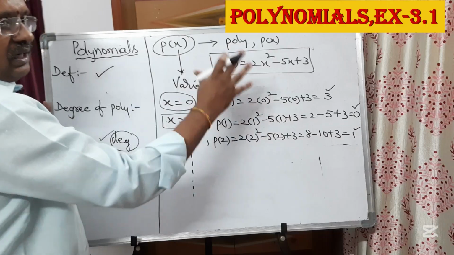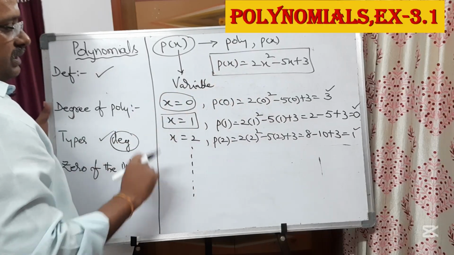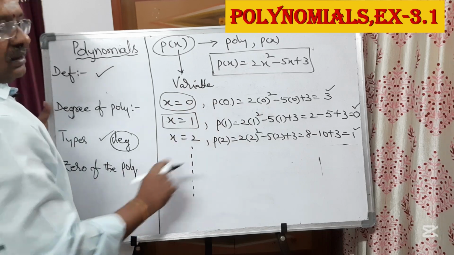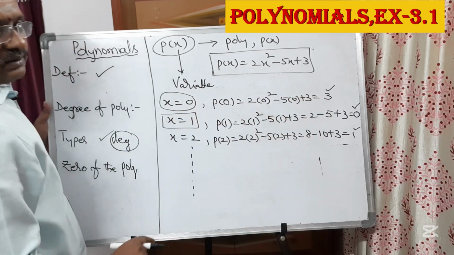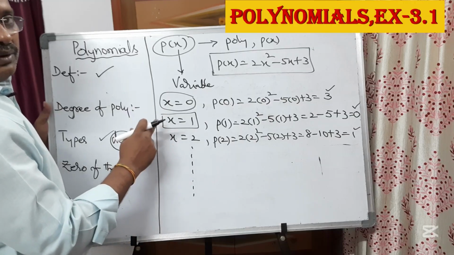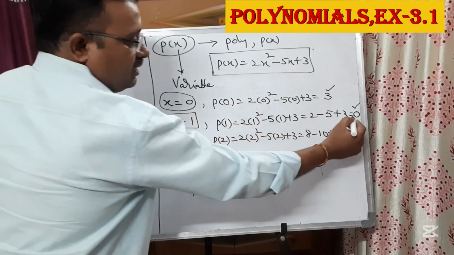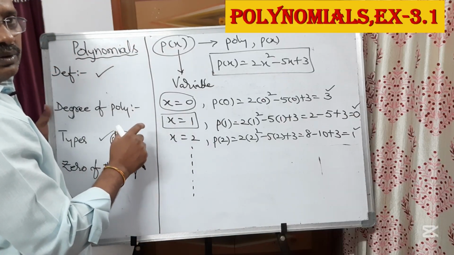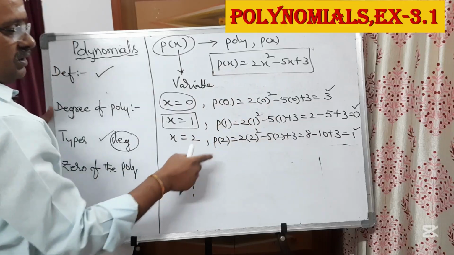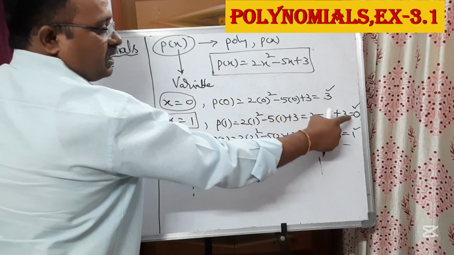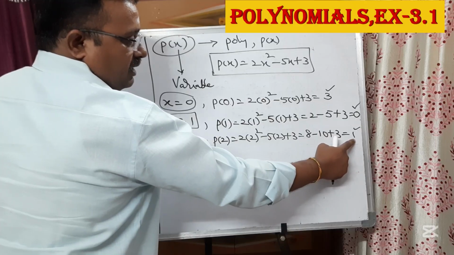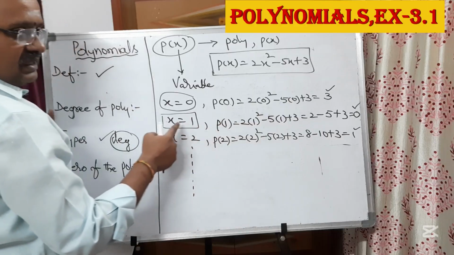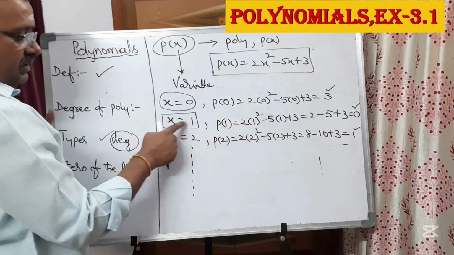As the total conclusion: if the variable value changes, the polynomial value will also change. The variable value that makes the polynomial value 0 is the zero of p of x. Here the polynomial value is 3, here the polynomial value is 0, here the polynomial value is 1. Like that, the polynomial value is 0 at x value 1.